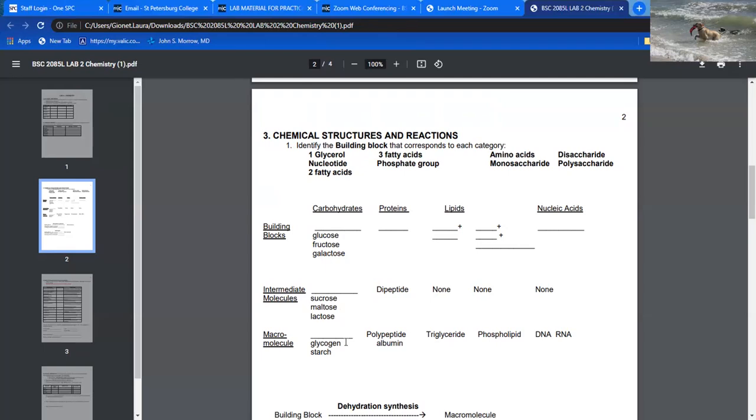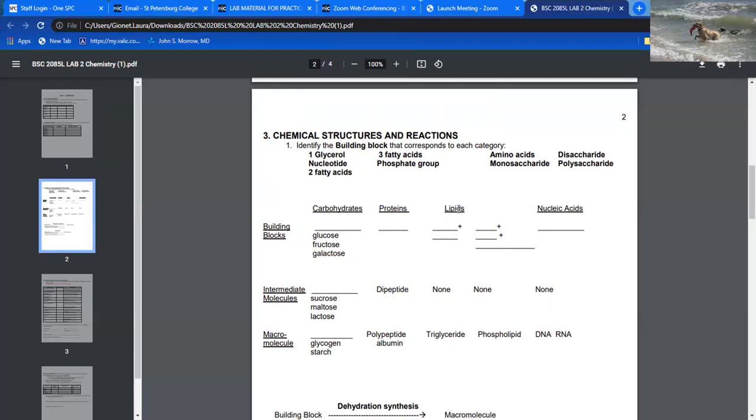Glycogen is the storage form in animals. Starch is the storage form in plants. All right, then we go to the protein category. The building blocks of proteins are amino acids. We put a couple together and we get a dipeptide. And we put multiples of them together to form a polypeptide. An example of that is albumin. We have other examples as well in the subsequent exercise.